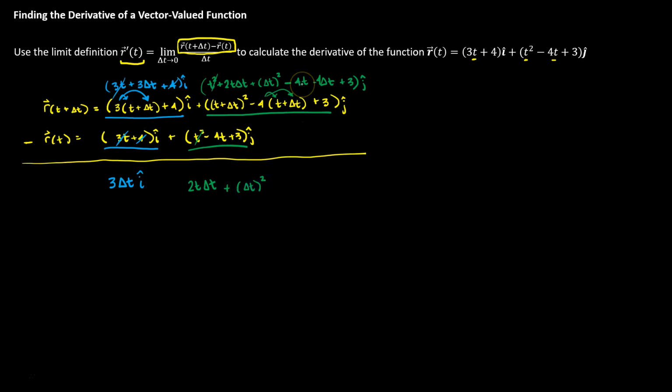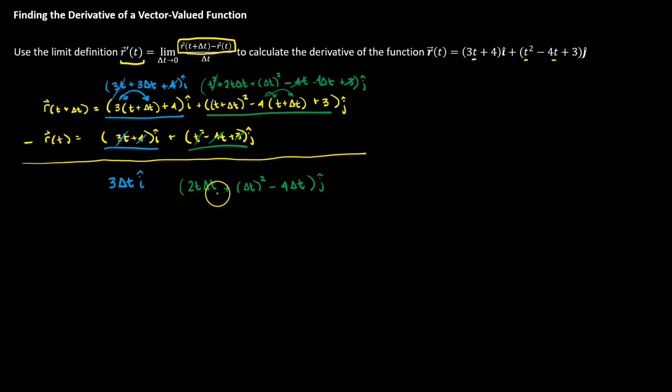I have a minus 4t, and I'm subtracting a minus 4t, so those two things cancel out. Minus 4 delta t, there's no delta t term, so that one comes down. And then a 3 minus a 3, those cancel each other out. So that is the j hat component from the vector difference r at t plus delta t minus r at t.